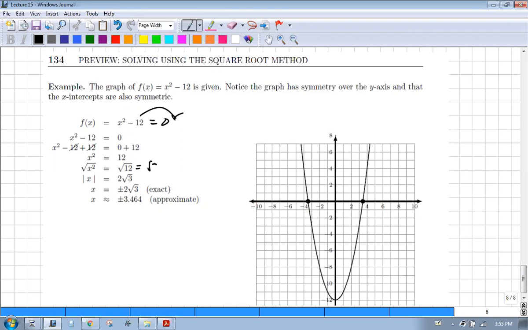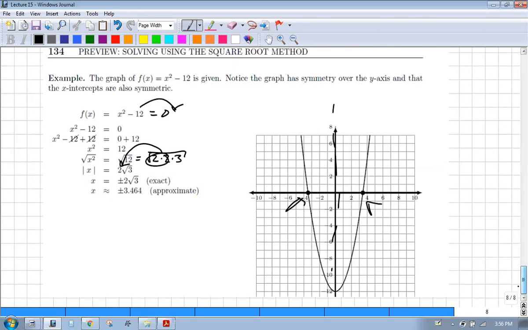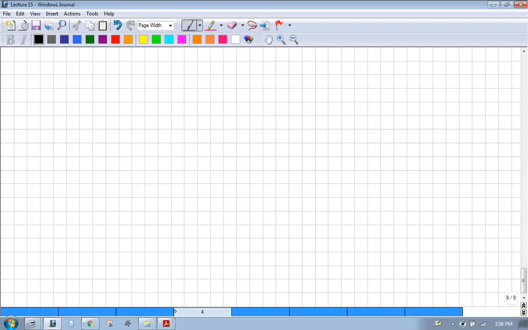12 here is 2 times 2 times 3. So we can pull a 2 out and leave the root 3 in there. So this is your exact answer, or if you want to do the decimal, you can approximate it. And those are your roots. Notice this guy, symmetric about the y-axis.